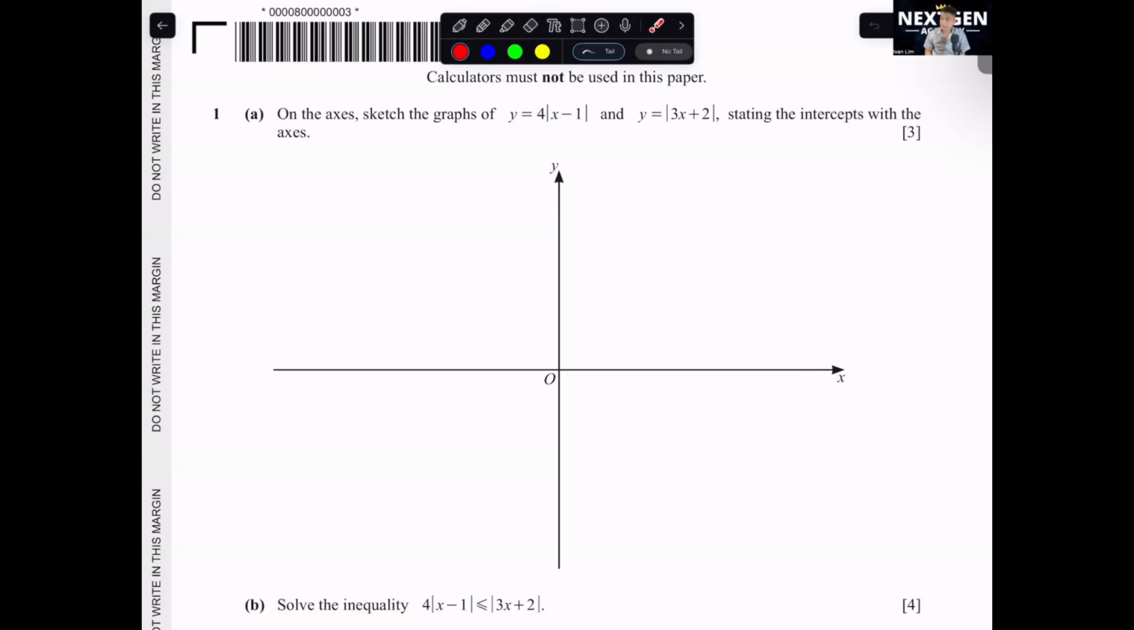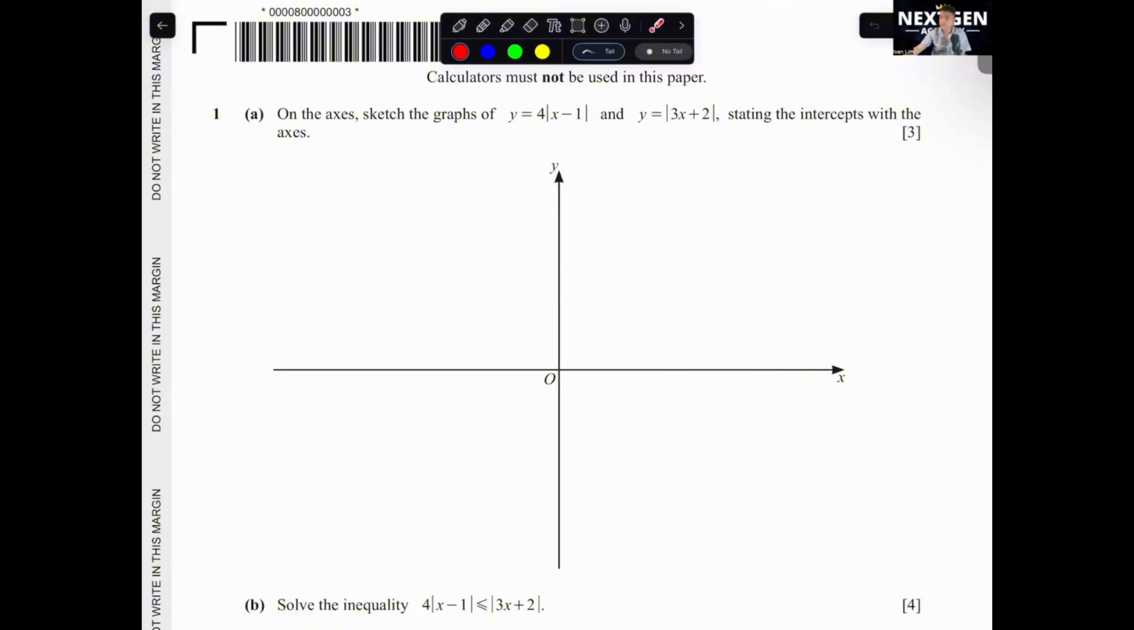Both of these, what are they? They are modulus graphs. How can we find a modulus graph? Let's look at the first one, 4 modulus x minus 1. What do we do for this type of question?